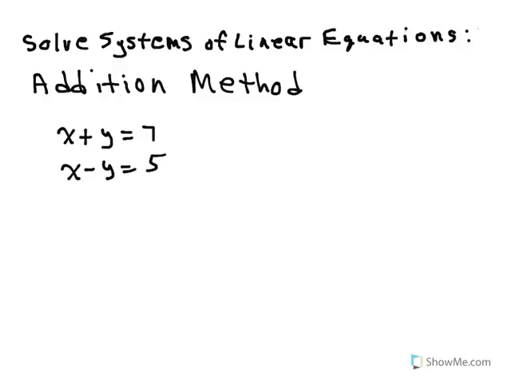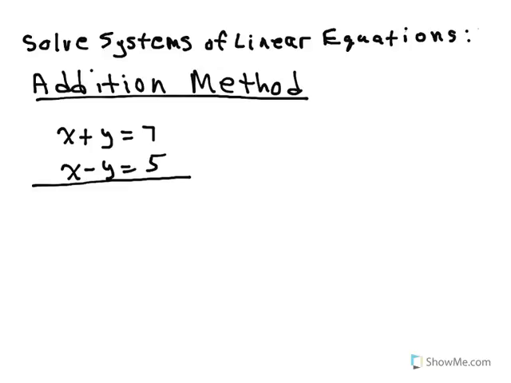Solve systems of linear equations using the addition method. The addition method says we are going to add both equations together and eliminate one of the variables and solve for the other. So to start, we have two equations, x plus y equals 7 and x minus y equals 5. Our goal is to add these together and eliminate one of the variables.